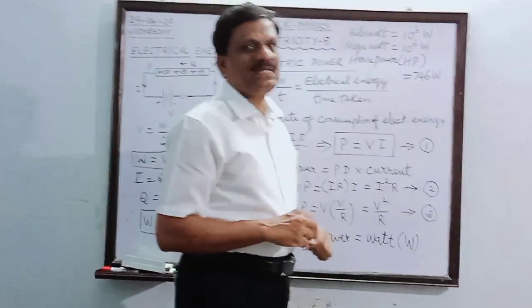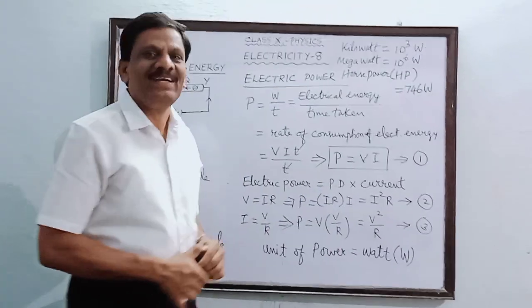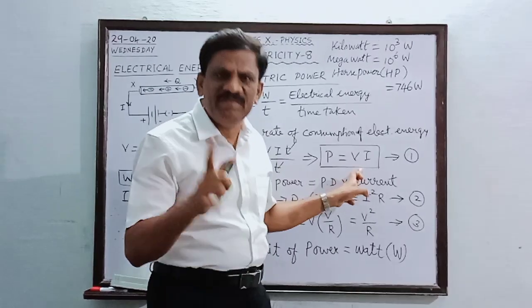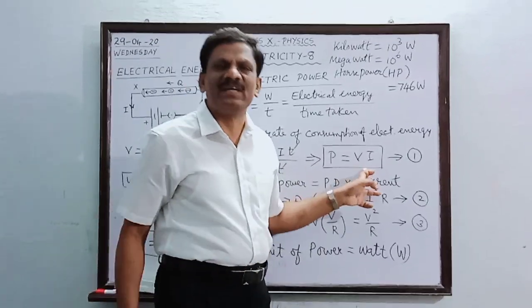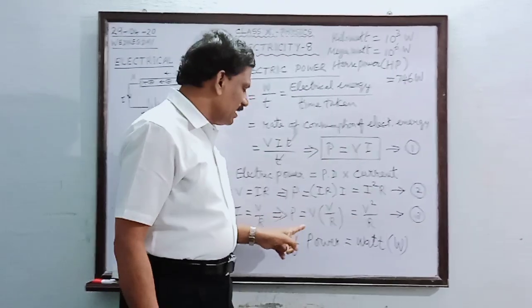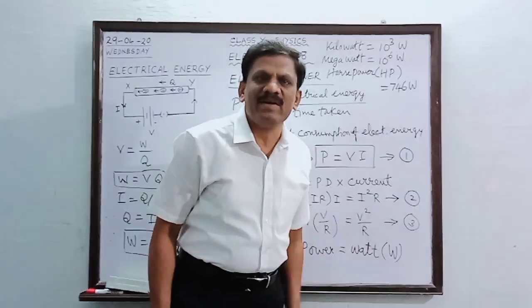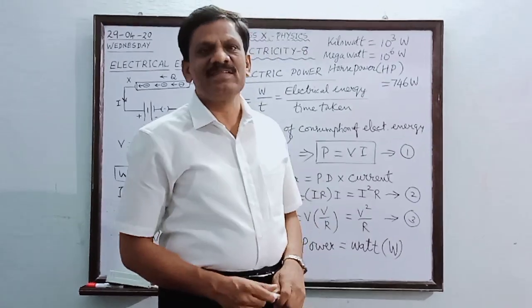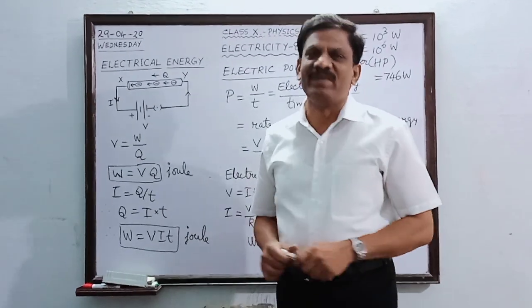Similarly, electric power is defined as the rate at which electrical energy is consumed or liberated. And the three expressions for electric power that we have studied? Yes, power P is equal to V into I, potential difference into current. Or power P is also equal to I square R. Or power P is also equal to what? V square by R.